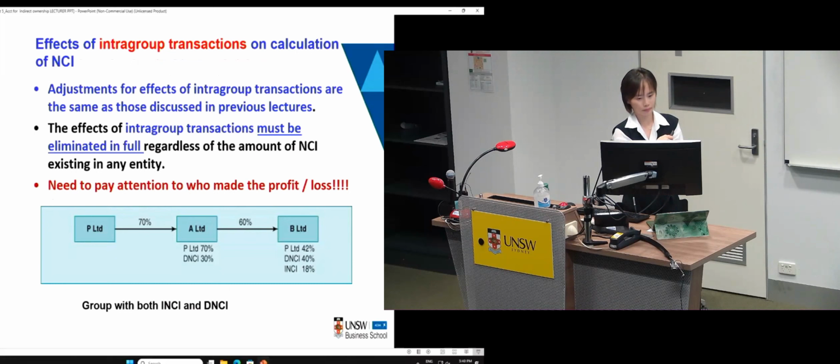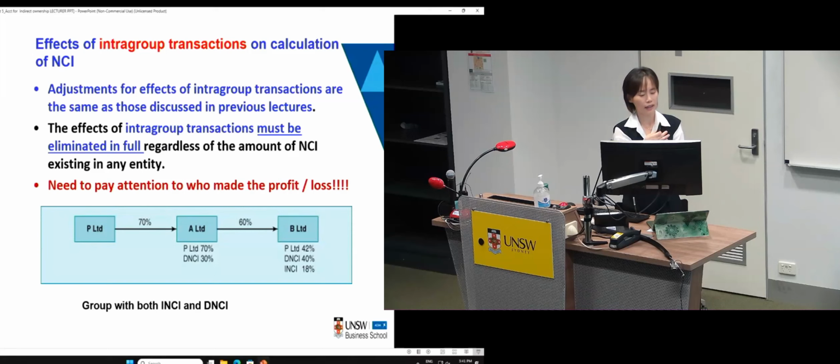All right. Now let's look at the effect of intragroup transaction on the NCI calculation here. First of all, the elimination entries are exactly the same as we have previously discussed. So full elimination is required. So all the intragroup asset, liability, revenue, expense, equity must be eliminated in full. So full elimination. Now, regardless of the NCI interest in the subsidiary and regardless of the existence of INCI and DNCI, right? So full effects.